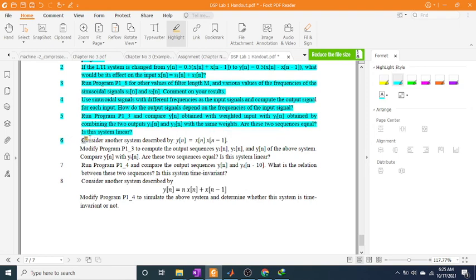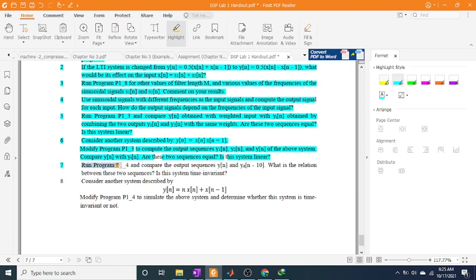6. Consider another system described by y[n] equals x[n] times x[n-1]. Modify program P1_3 to compute the output sequences y1[n], y2[n], and y[n] of the above system. Compare y[n] with yt[n]. Are these two sequences equal? Is this system linear?